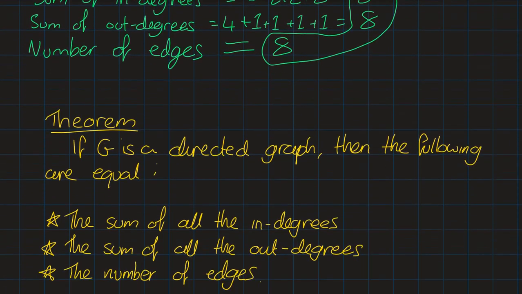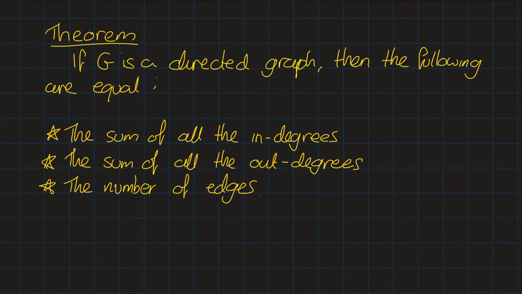So I can write this formally as a theorem, and I can say if G is a directed graph, then the following are equal. So these three things here are always equal: the sum of all the in degrees, the sum of all the out degrees, and the number of edges. So in a way, it's sort of easier than for the undirected case, because in the undirected case, you had this times 2 multiplier. Okay, in the directed case, there's no times 2 multiplier. So that's degree for directed graphs, and that's the end of this video.